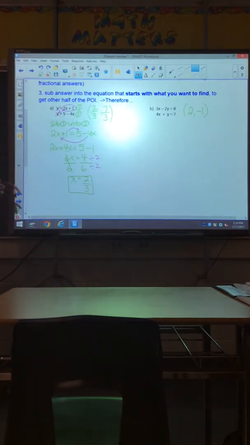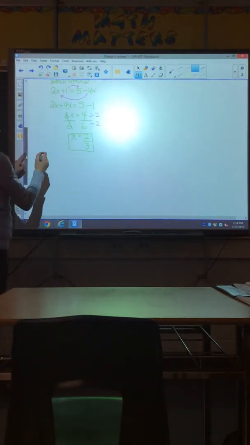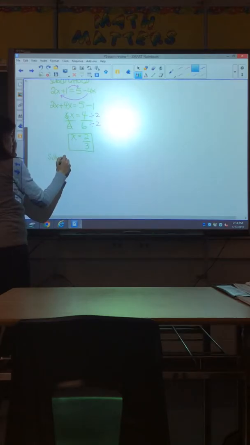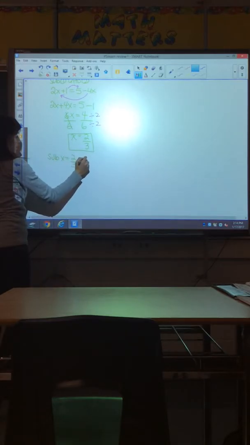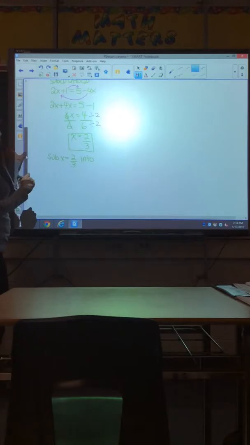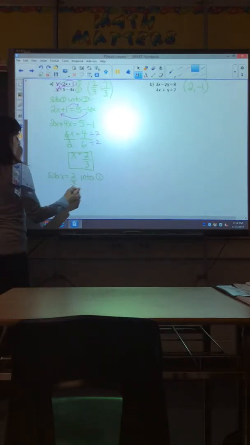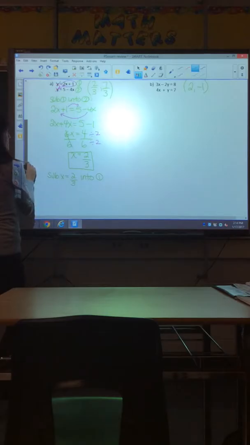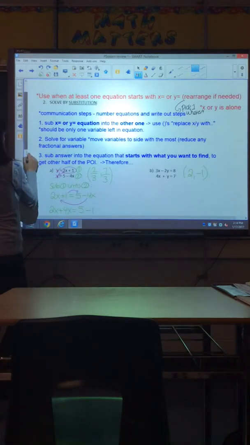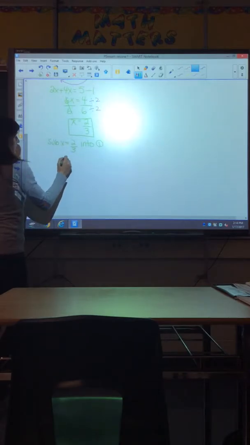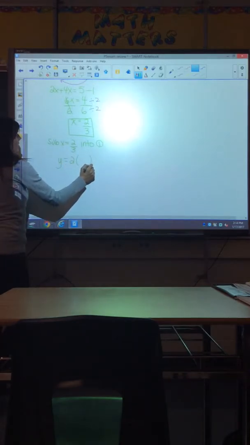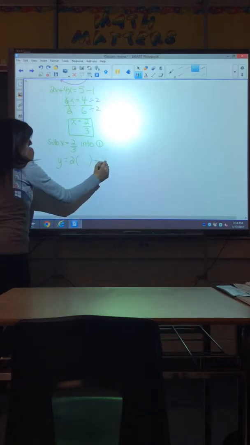Then I have to find the y coordinate. So I'm going to substitute x equals 2/3 into any one of those two equations. They both start with y equals, so it doesn't really matter which one I pick. I'm going to use brackets. So 2 bracket, I put the x value in. Y equals 2 bracket, put the x value in, plus 1.